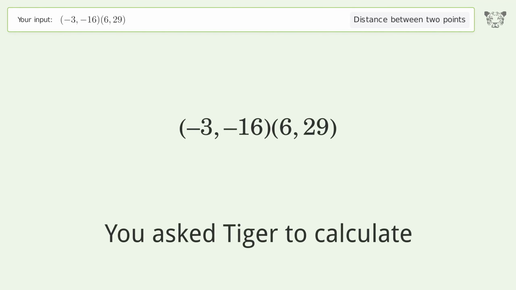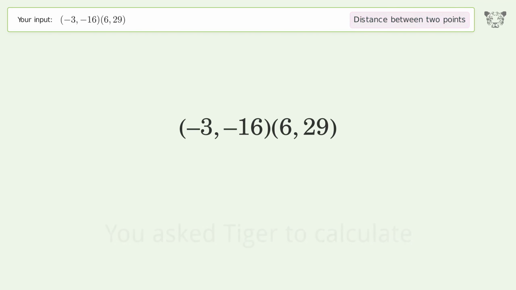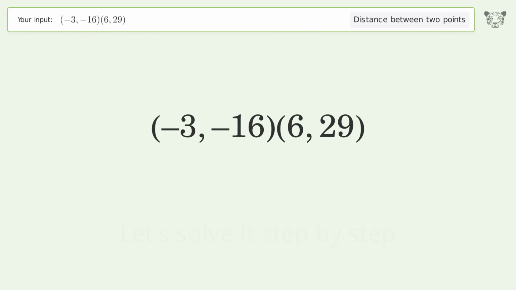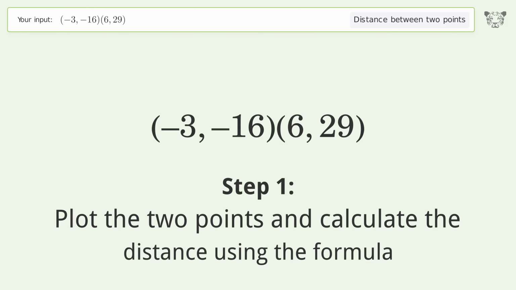You ask Tiger to calculate. This deals with the distance between 2 points. The distance between the 2 points is the square root of 2106, or 45.891. Let's solve it step by step. Plot the 2 points and calculate the distance using the formula.